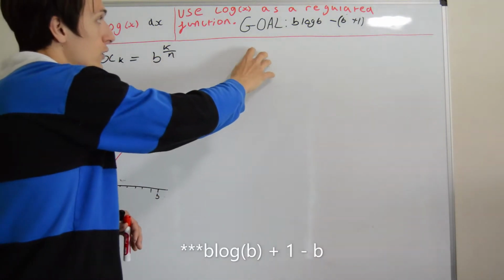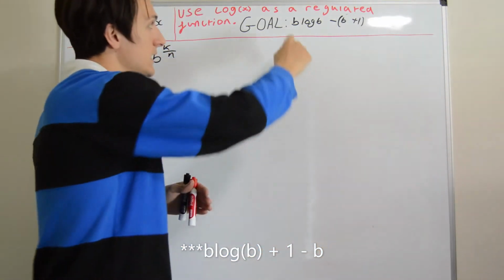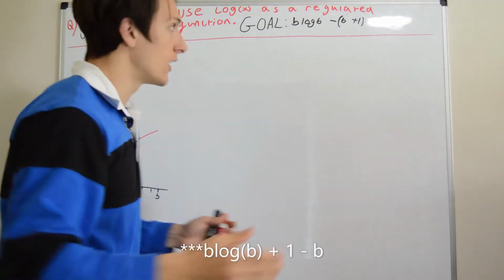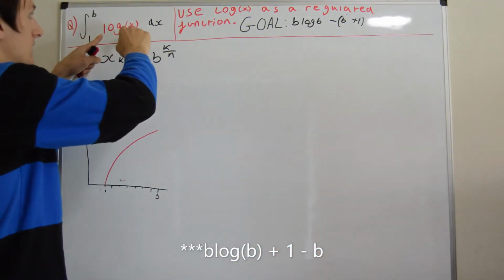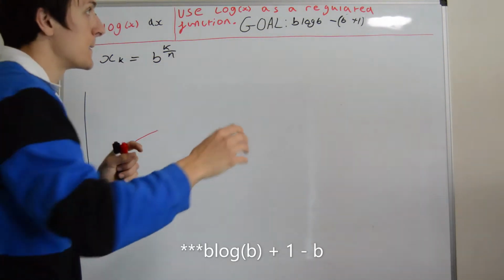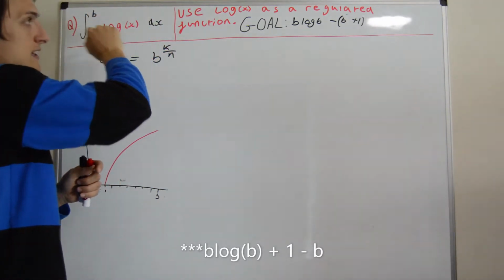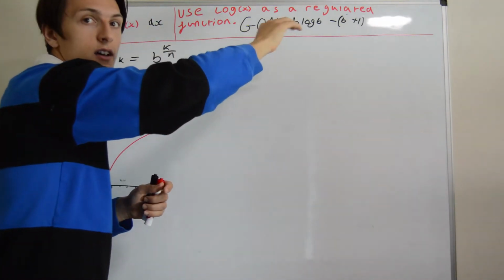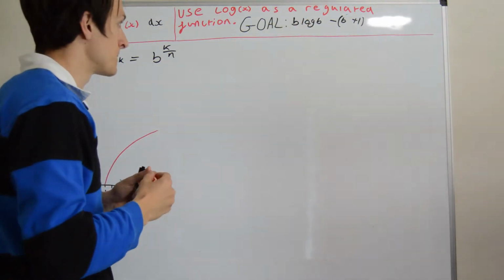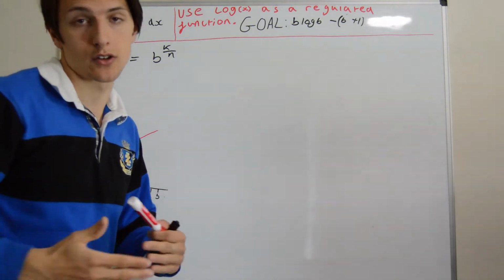Our goal is for the limit of the area of those step functions to equal b log b minus b plus 1. Where did that come from? Well, we already know what this is. The integral of log x is x log x minus x, so when you plug in those limits, you get that. I couldn't be bothered to write it all out, but that's what we're trying to get to.